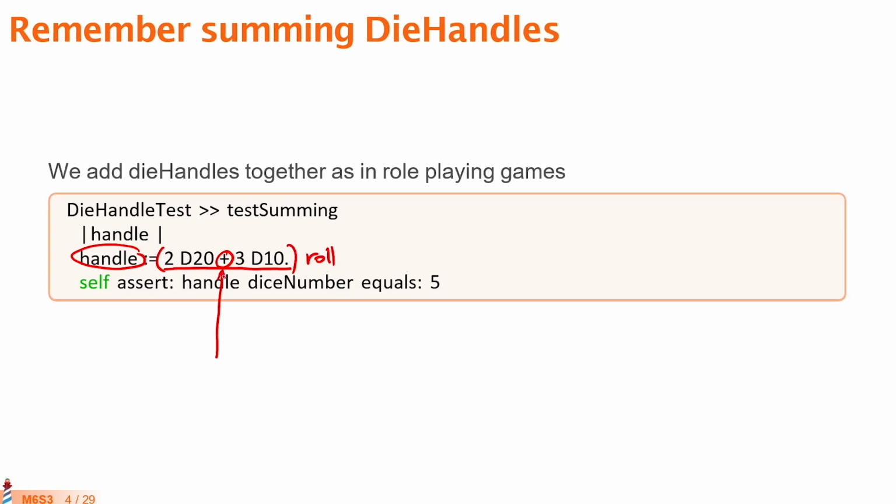So that was what we did before, and now in this lecture we will change the plus here, because before we were doing 2D, so this 2D was returning a DieHandle, and the plus was always between DieHandles. And you will see that we want to have it between dice.